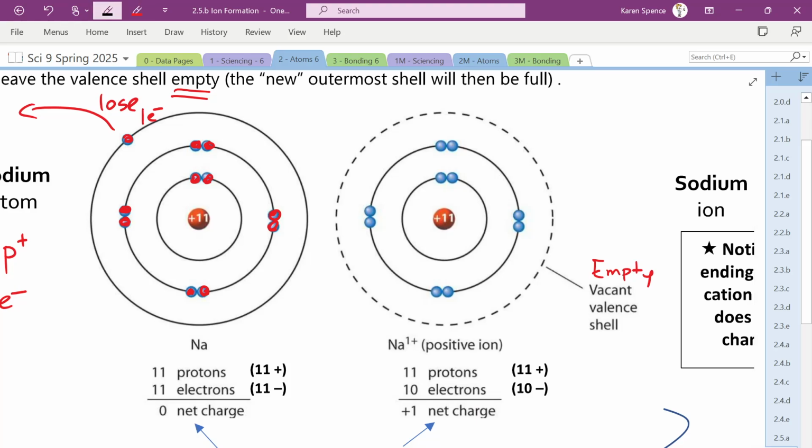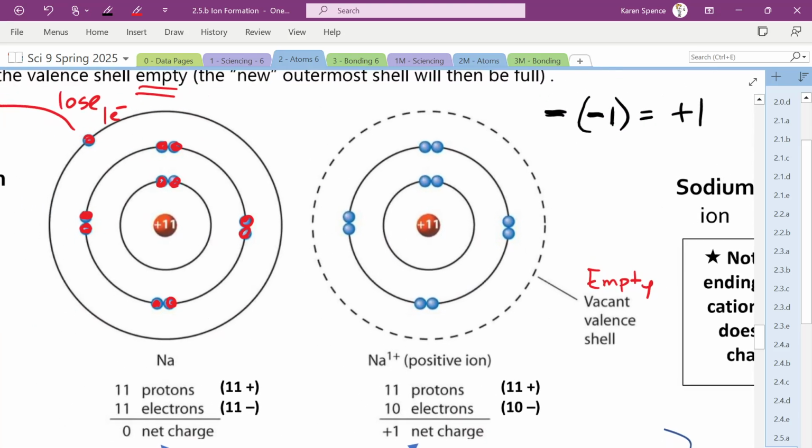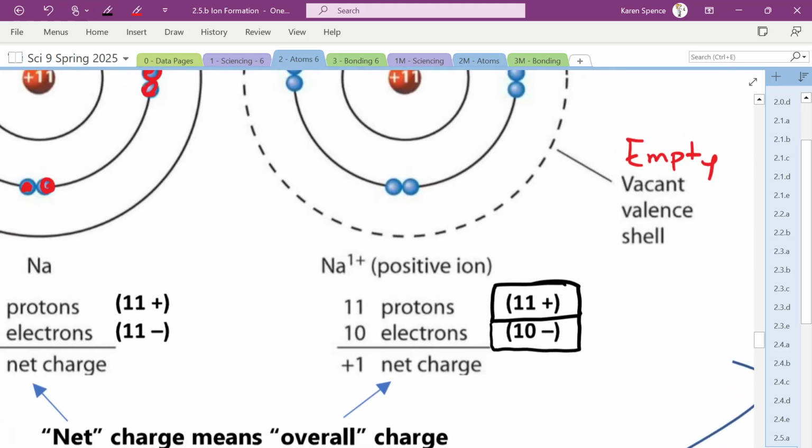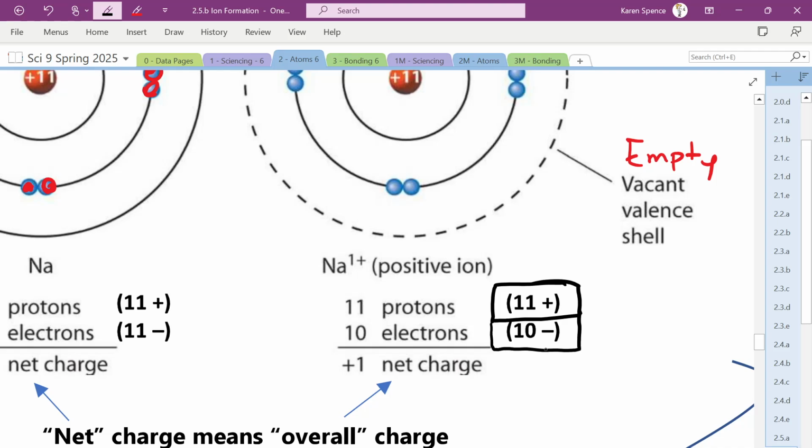And there's 2 ways to calculate the charge. If you take away 1 electron, you're taking away -1. What does that equal? +1. So that's one way to figure out the charge. The other way is to say, I still have 11 protons, so that's 11 positive things. But I lost an electron, so now I only have 10 electrons. If I have 11 positive things and 10 negative things, that gives me a +1 charge.